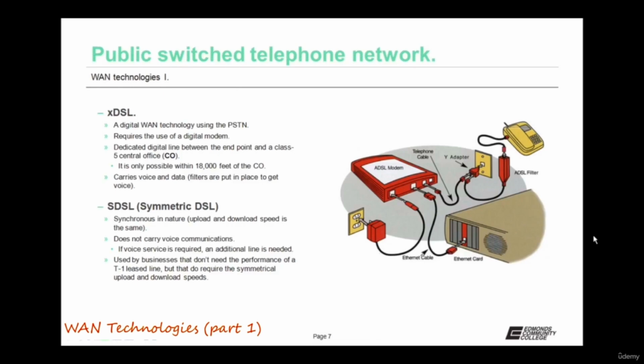Symmetric DSL is synchronous in nature. That means that the upload and download speeds are the same. SDSL does not carry voice communication. So if you need voice service, an additional line is going to be needed. SDSL is used by businesses that don't quite need the performance of a T1 leased line, but they do require the symmetrical upload and download speeds.